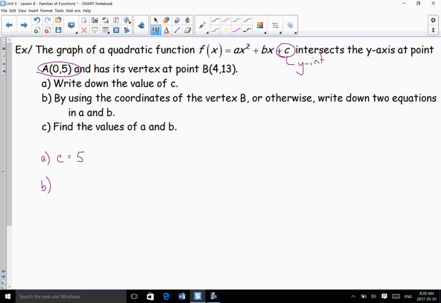By using the coordinates of vertex b or otherwise, write down 2 equations in a and b. So what they're asking for here is, can you give me an equation that has an a and a b in it? And in fact, can you give me 2 equations? So what do we know?